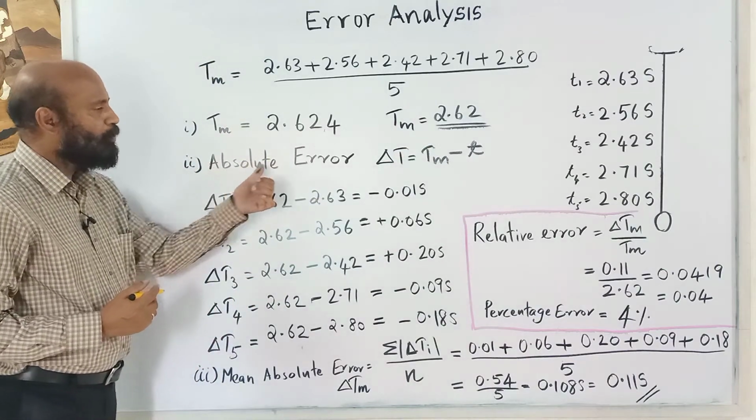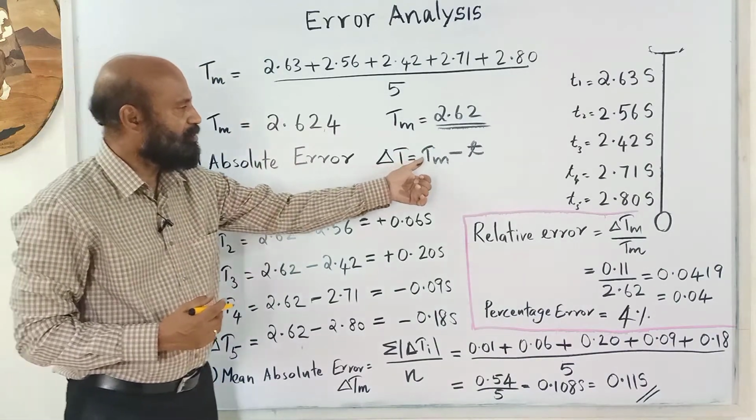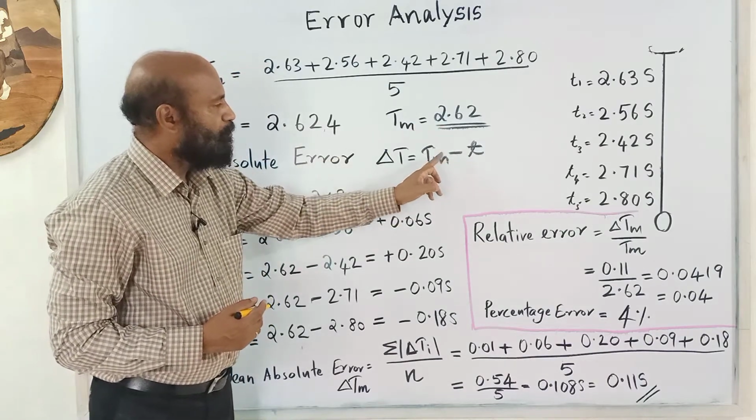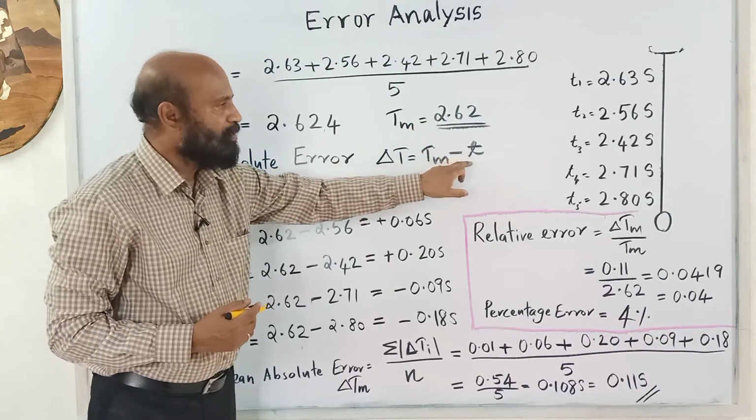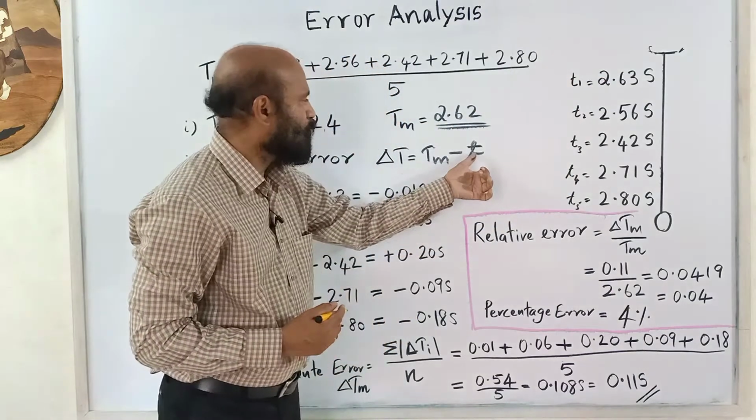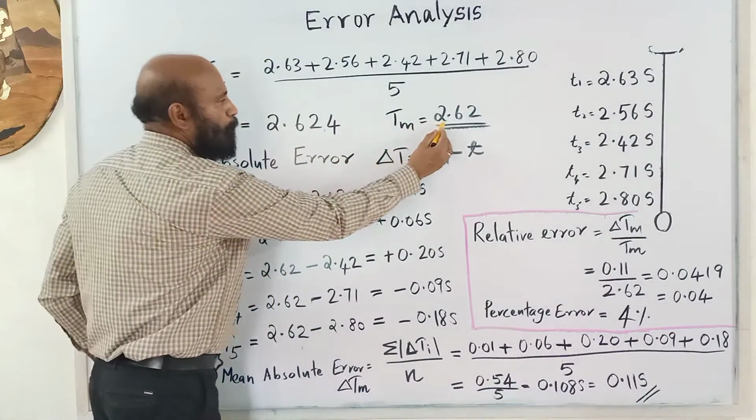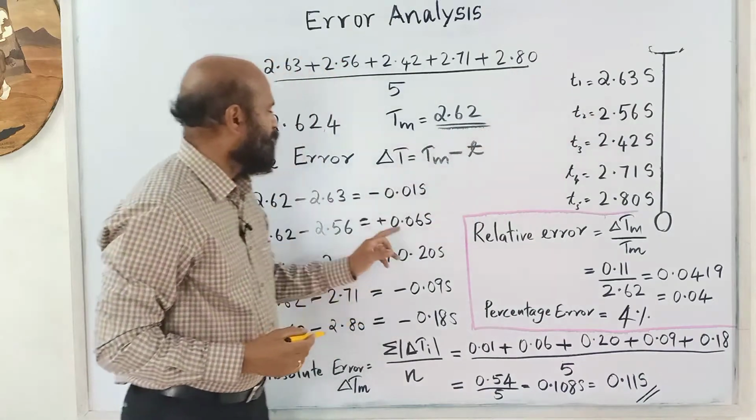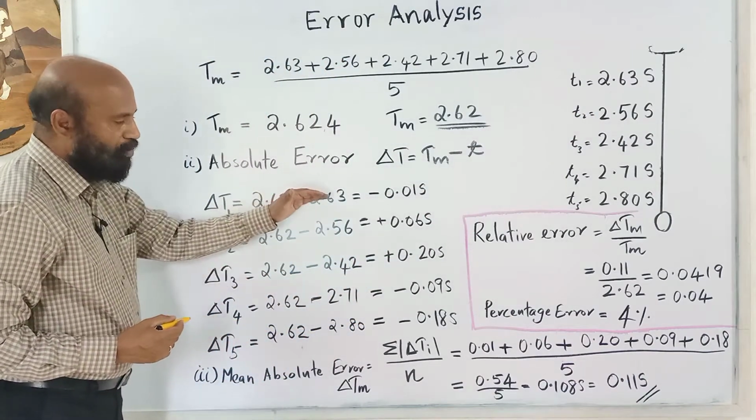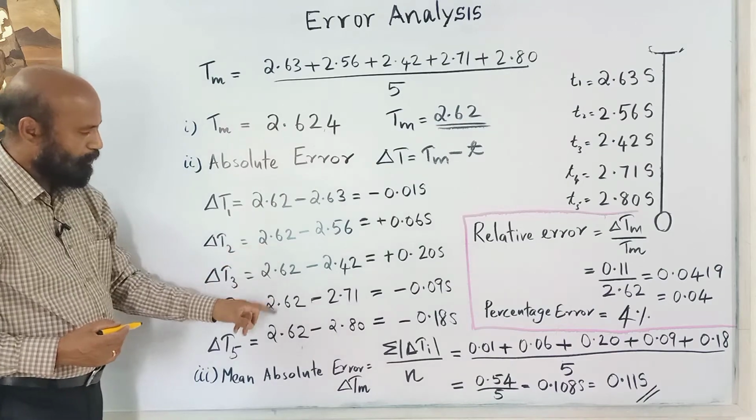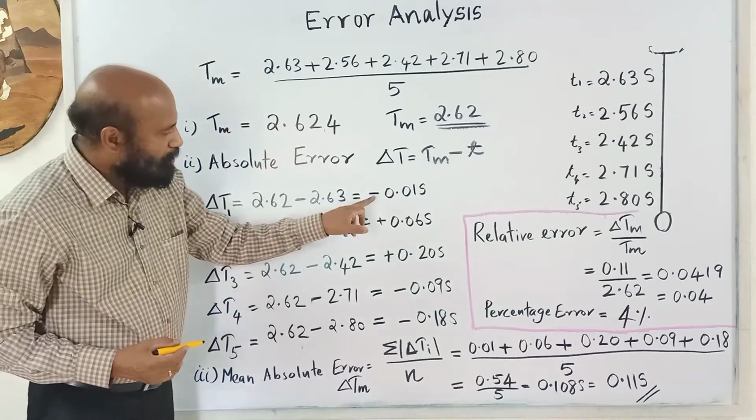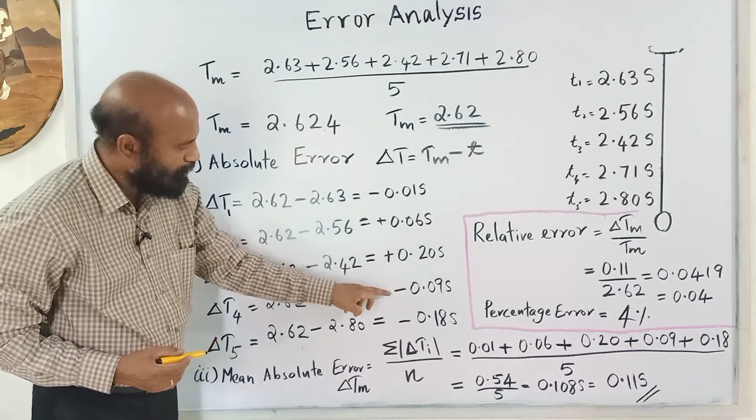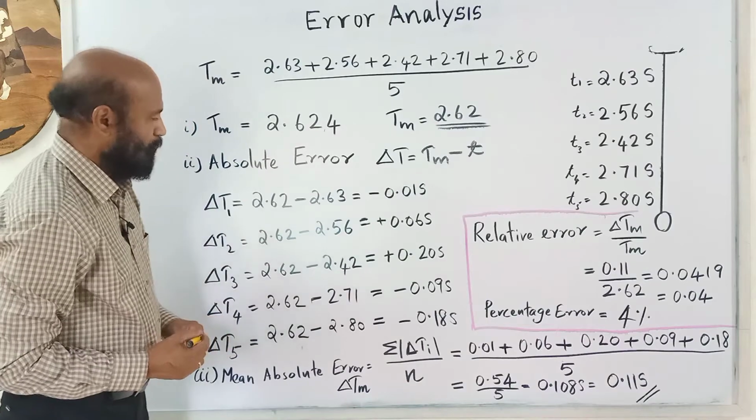Next, absolute error delta T is T m minus T. T m is the mean value. Then from the mean value you subtract the value of each observation. So this mean value is 2.62. You subtract the first value. Then similarly you subtract all the other values from the mean value. So here some of the values are positive, some of the values are negative. Some of the values you can see negative, some of the values positive.